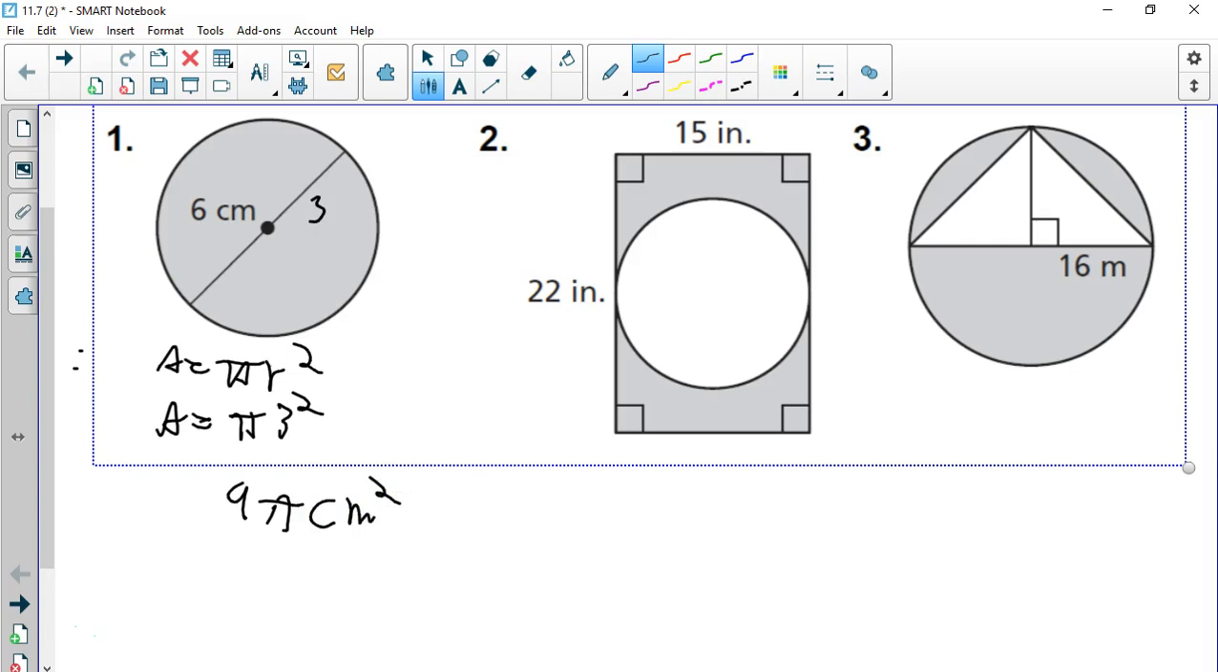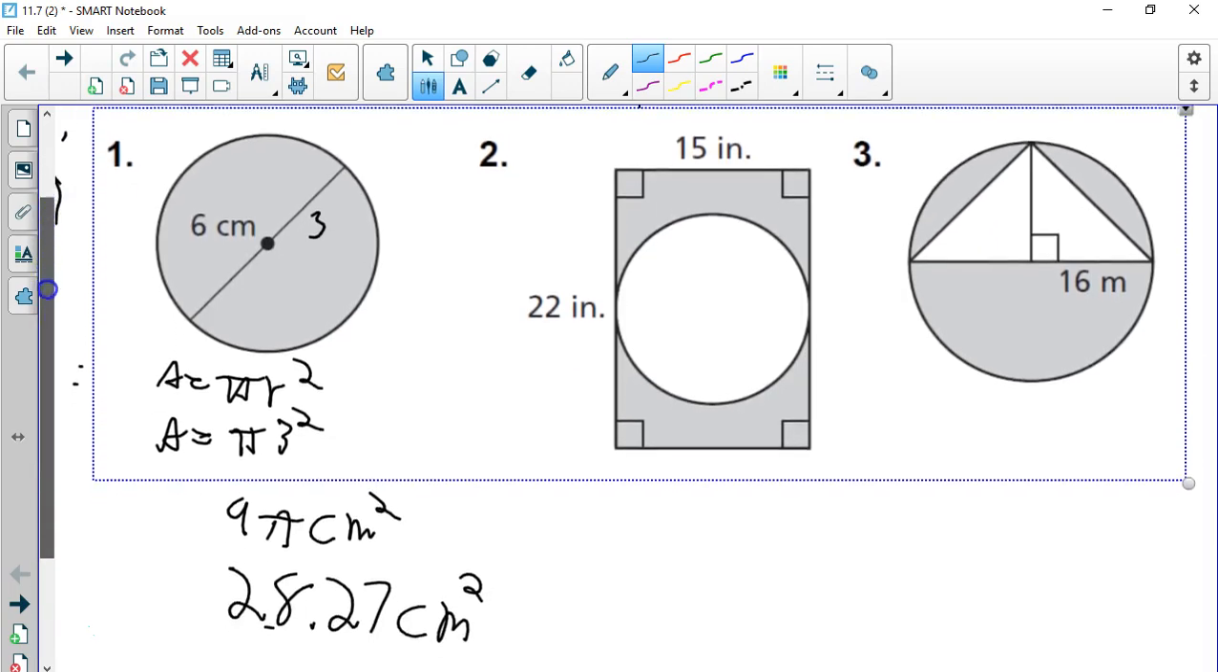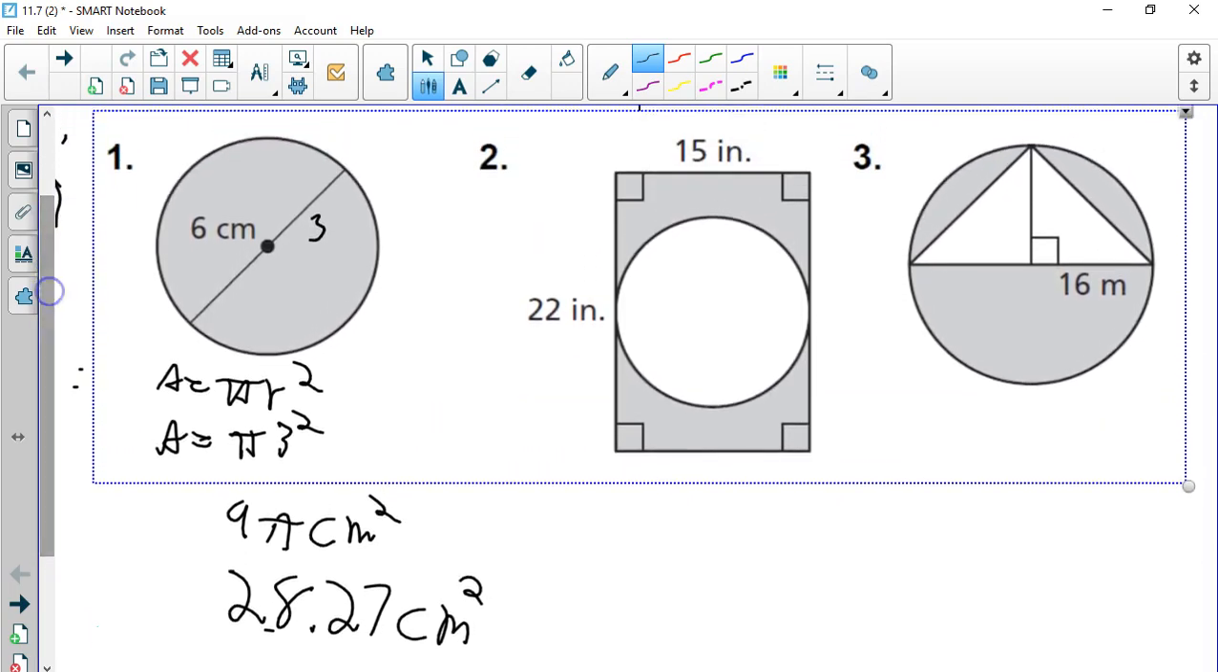That's the exact answer. If we multiply by pi, 9 times the pi key, we get 28.27 centimeters squared. And again, if you use 3.14, slightly different there. But since the computer seems to want the pi key, probably good practice just to stick with that.